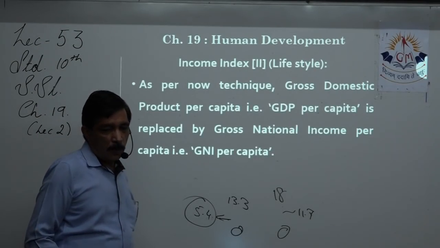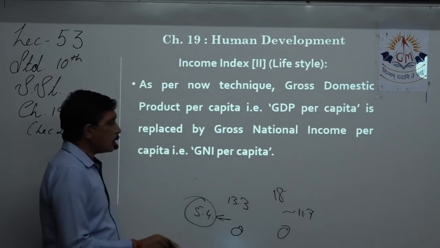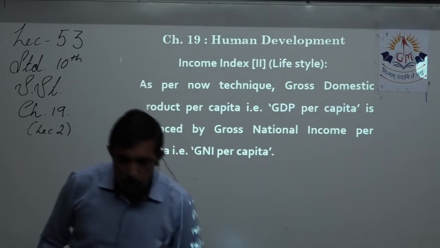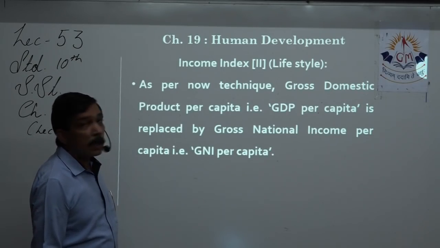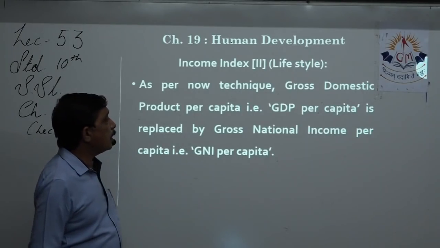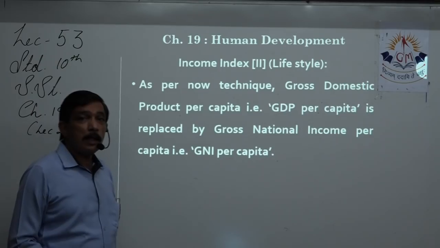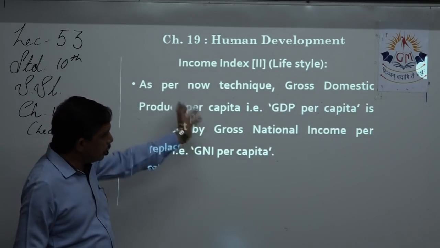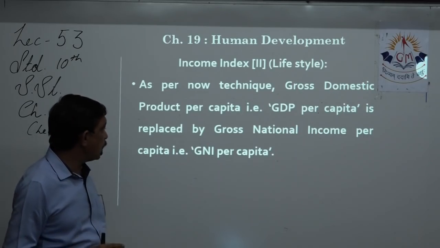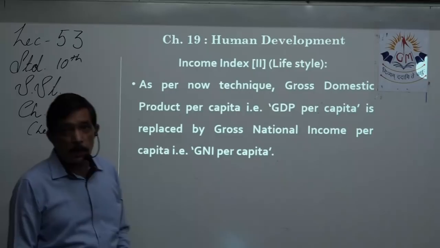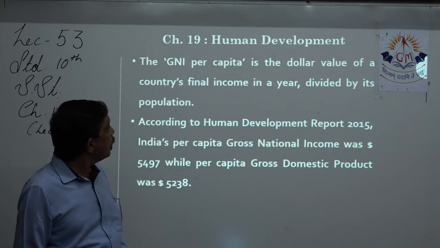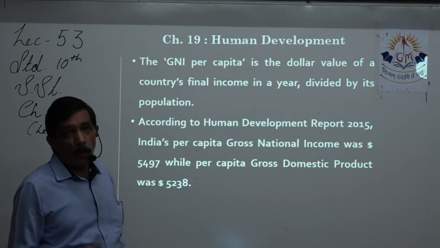Now the income index. This is also important. As per the new technique, earlier it was GNP, gross national product, and GDP per capita. GDP per capita: ek citizen kitna total production deta, right? Now GDP per capita is replaced by GNI, gross national income. Nowadays the GNI per capita is used as an indicator. The GNI per capita is the dollar value of the country's final income in a year divided by its population.